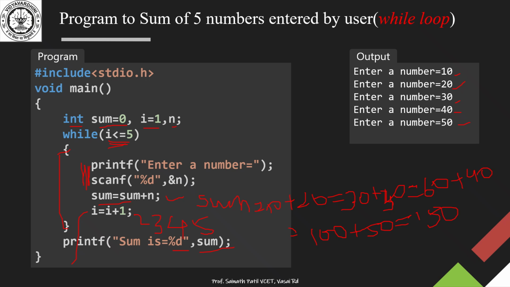Then the value of i will be incremented. It will become 6. Now the condition will be checked. i less than or equal to 5 is false because i is greater than 5. So the while condition is false, so it will come out of the while loop and execute the statement after the while loop, that is printf sum is equal to %d, sum. So the value of sum, that is 150, will be displayed. This is the output of the program.